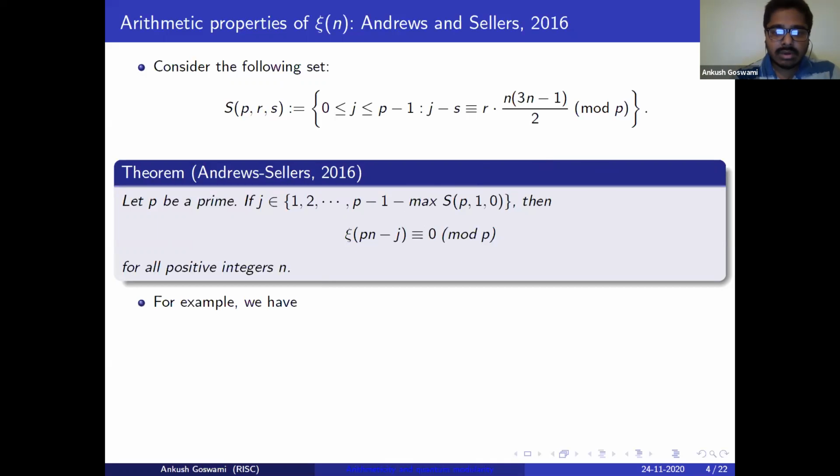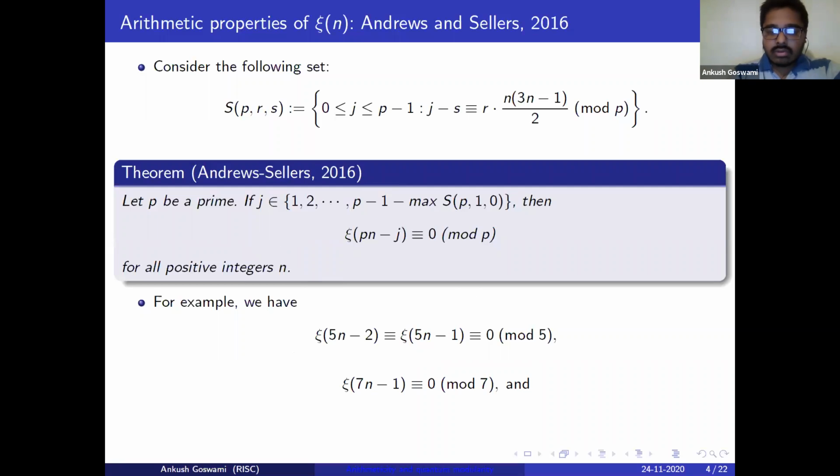Okay, so for example, we can now take p equals 5, and you can easily check that this set, starting from 1 all the way up to p minus 1 minus the maximum of S_p,1,0, will consist of exactly 2 elements, 1 and 2, and thus you get 2 congruences from Andrews-Sellers' theorem, modulo 5. Okay, so when p is 7, you get only one element in this set, and that is j equals 1, and you only get one congruence mod 7.